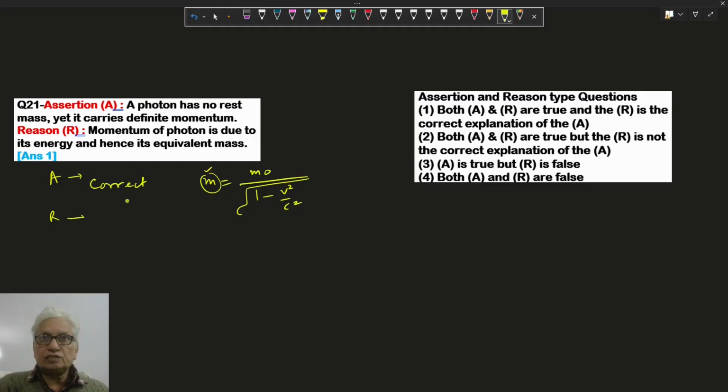And it is also explaining, because it has energy, it has momentum, it has equivalent mass. Rest mass is 0, but equivalent mass is not 0. So that's why option 1 is correct.